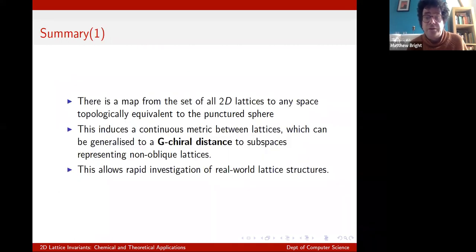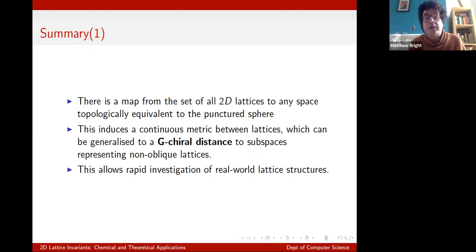To summarize the first talk, we've got a map from the set of all 2D lattices to any space that's topologically equivalent to the punctured sphere, whether that's a square with a point missing, or an actual punctured sphere, or some projection to the plane. We can induce from that a continuous metric between lattices, provably continuous, which we can then generalize to this idea of a G chiral distance, which is a distance to subspaces representing non-oblique lattices. So we have essentially a continuous measure of how asymmetric a two-dimensional lattice is.